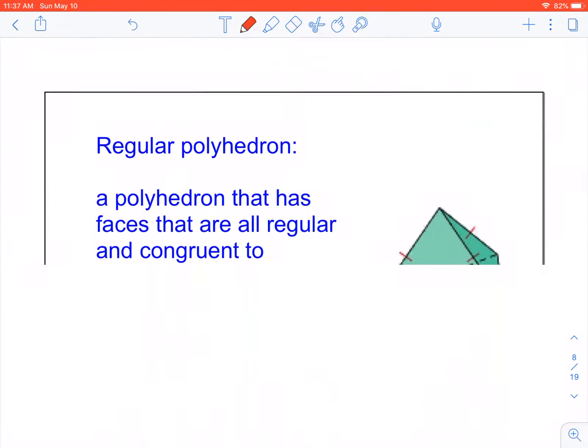Now, a regular polyhedron is a polyhedron that has faces that are all regular.